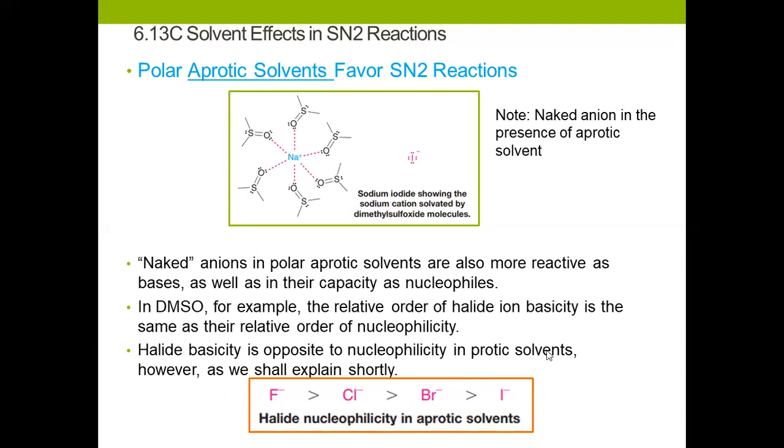So the size of the anion can affect the relative basicity and the relative nucleophilicity. In this case, the order of nucleophilicity is also the same as the relative order of basicity, the order of them being a base.